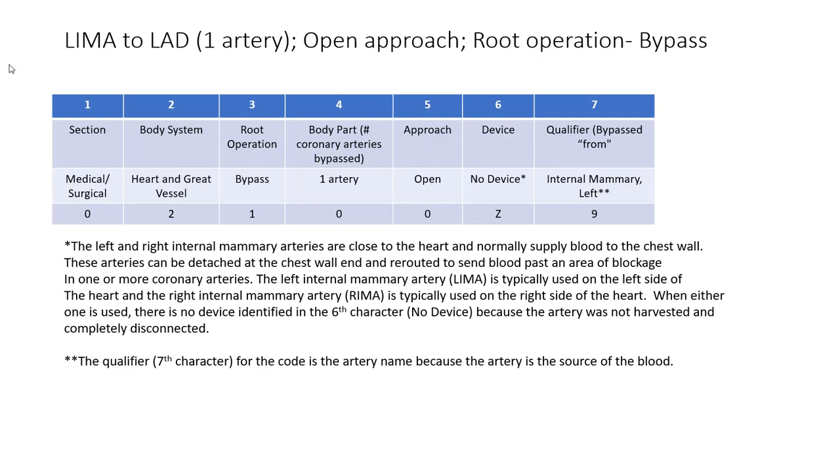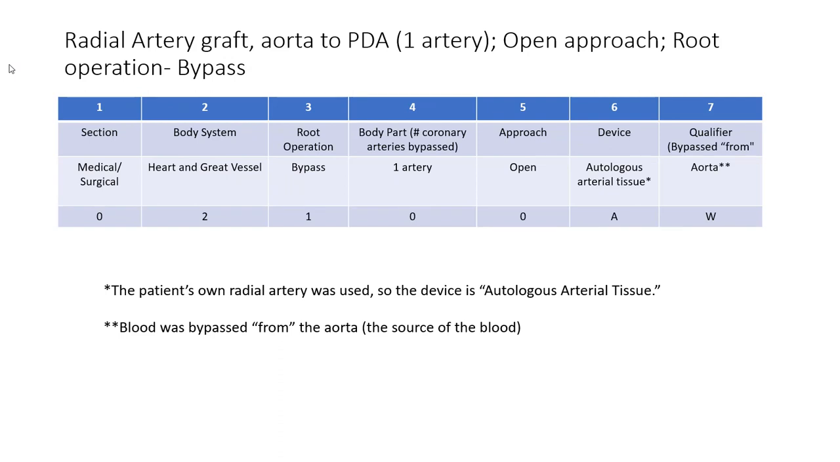So those 7 characters here, 02100Z9, is the procedure code for a left internal mammary artery to a left anterior descending artery in a bypass. The second one, the radial artery graft, going from the aorta to the posterior descending artery, open approach. We go to the same table, looking at the medical and surgical section, heart and great vessel body system, bypass. The number of coronary arteries bypassed is 1. The approach is open.